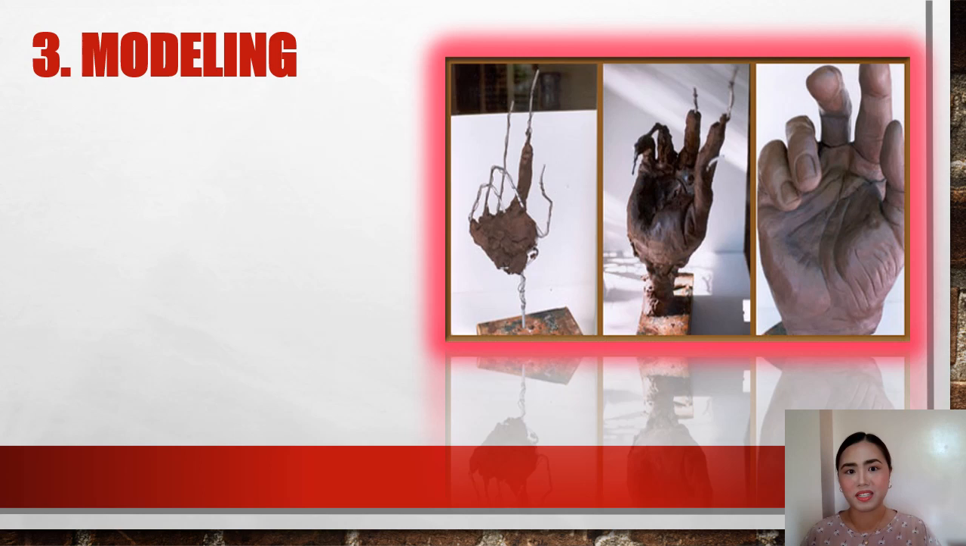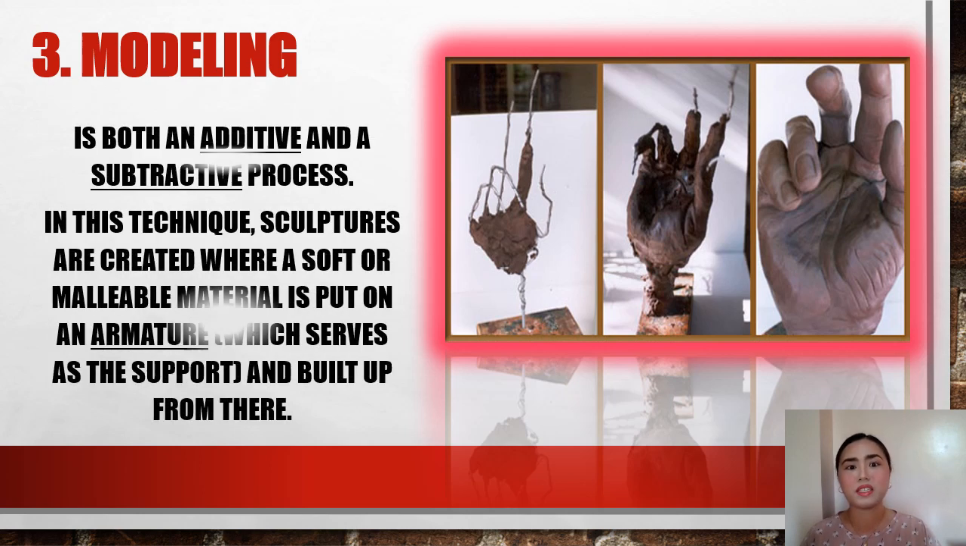The third sculptural style is modeling. Modeling is both an additive and a subtractive process. Now, in this technique, sculptures are created where a soft or malleable material is put on an armature.